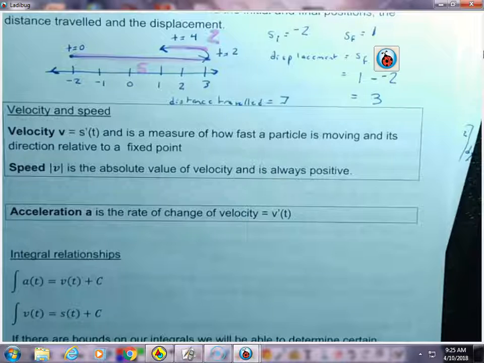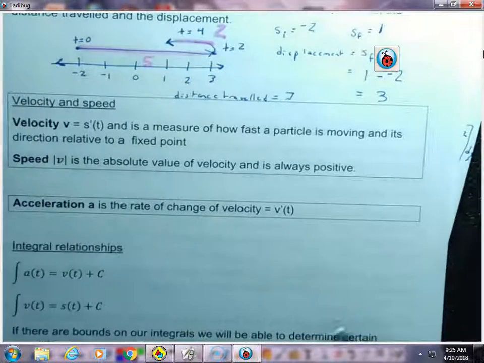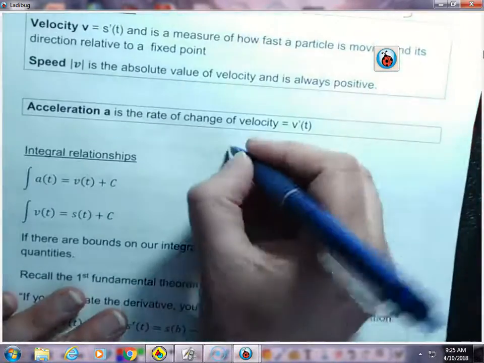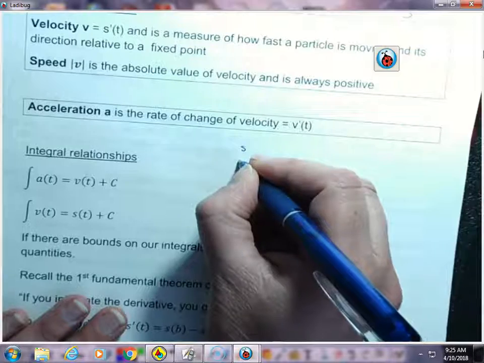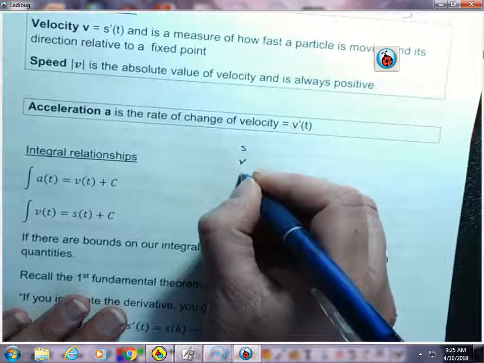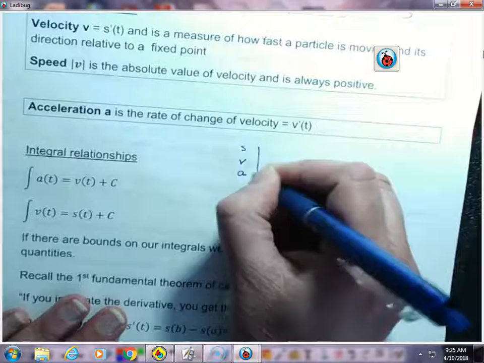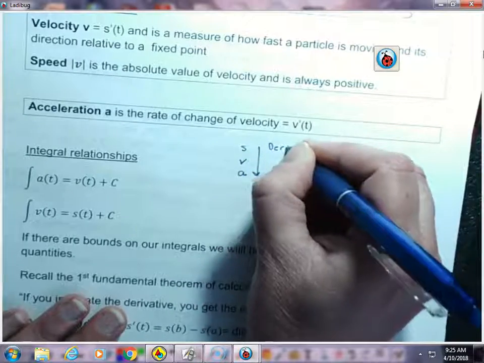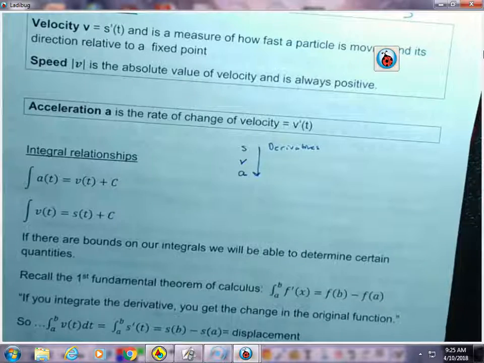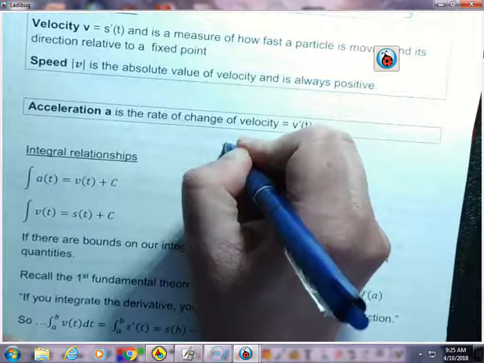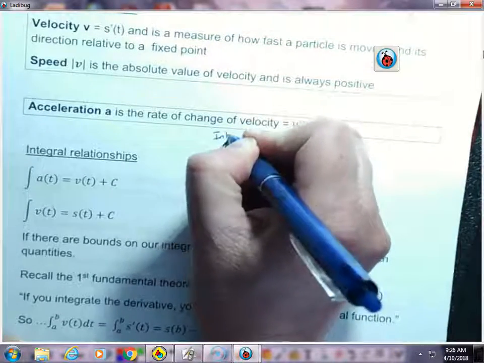Acceleration, again, is just the derivative of velocity. Like I told you, I like to draw a little diagram: you start with position, you take the derivative of position, you get velocity, you take the derivative of velocity, you get acceleration. So going down, those are derivatives. If you take that same process and go up, going backwards, that's integrals.